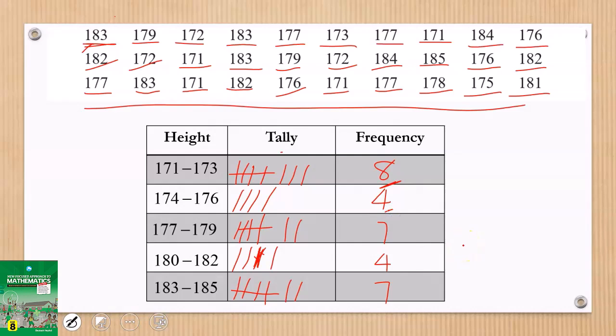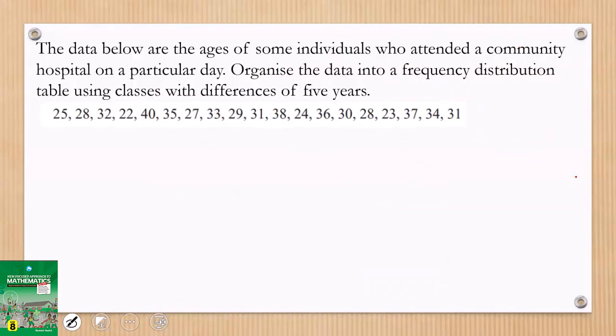Before then, the question wanted us to find the modal height. So for the modal height, we look at the highest frequency, and the highest frequency is this. So the modal height is going to be this. So 171 to 173 is the range for the modal height. Good. Now let's take another example.